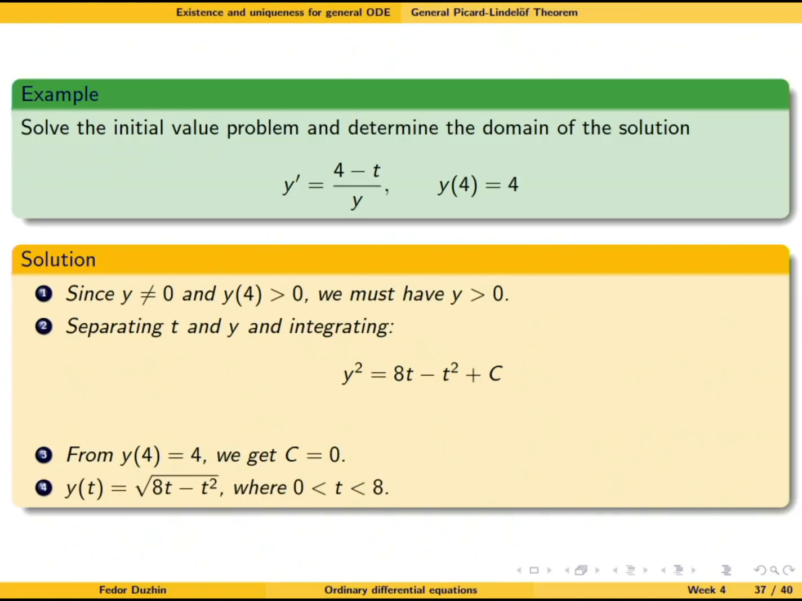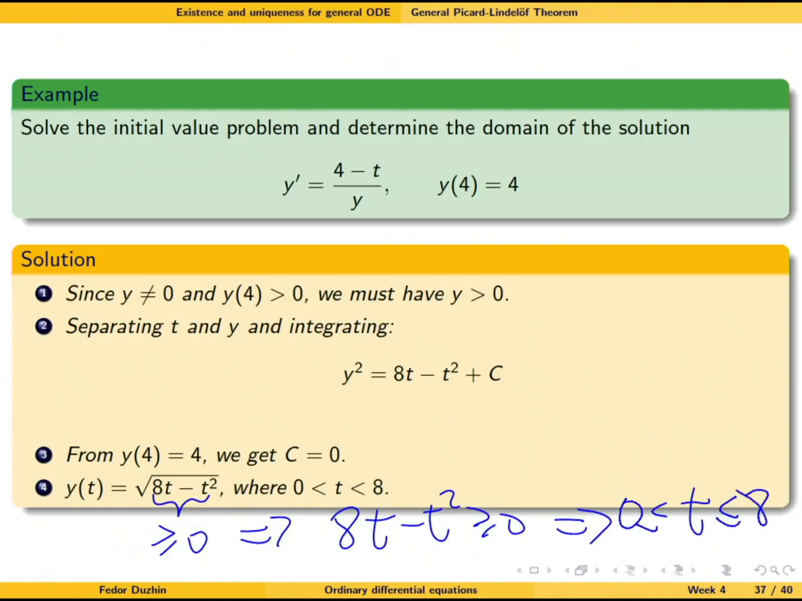So therefore, that's the final answer. But note that for the square root to be defined, the expression inside the square root has to be non-negative. Which means 8t minus t squared should be non-negative. Well, solving this, we see that t should be between 0 and 8.